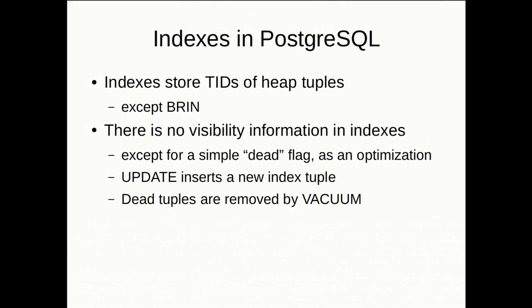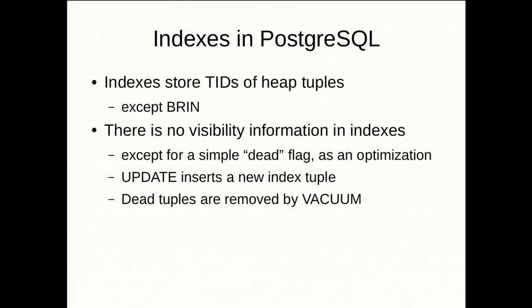So the index access methods don't need to care about that. Whenever you do an update, that always results in a new tuple in the index. So even if you have a unique index, there are actually duplicates in the index, but none of them is visible at the same time. That's taken care of elsewhere. So again, the index doesn't need to care about that.